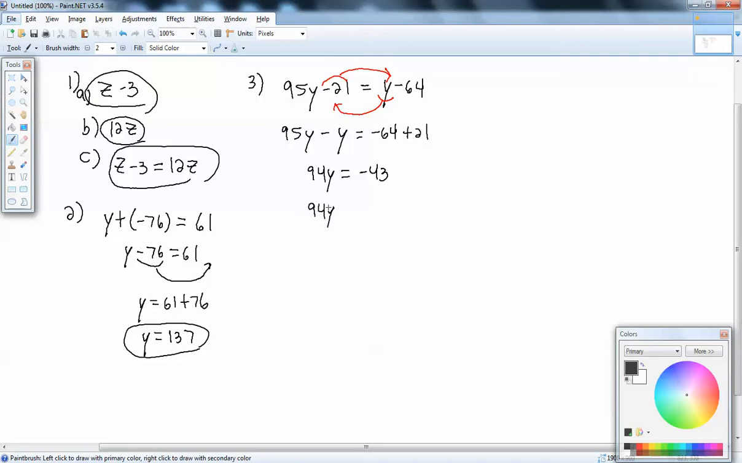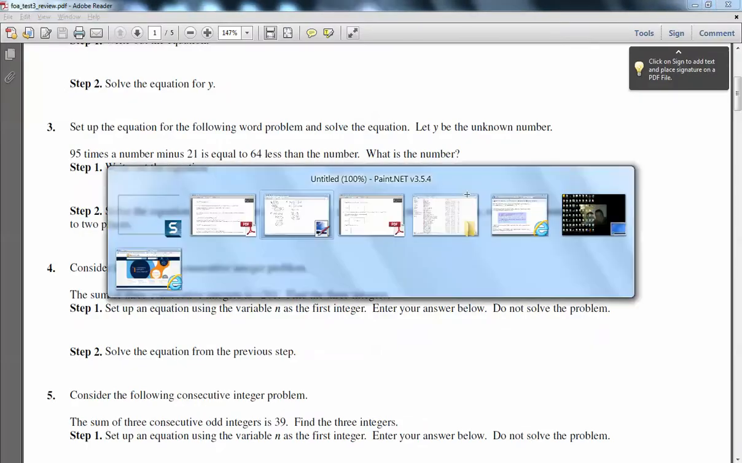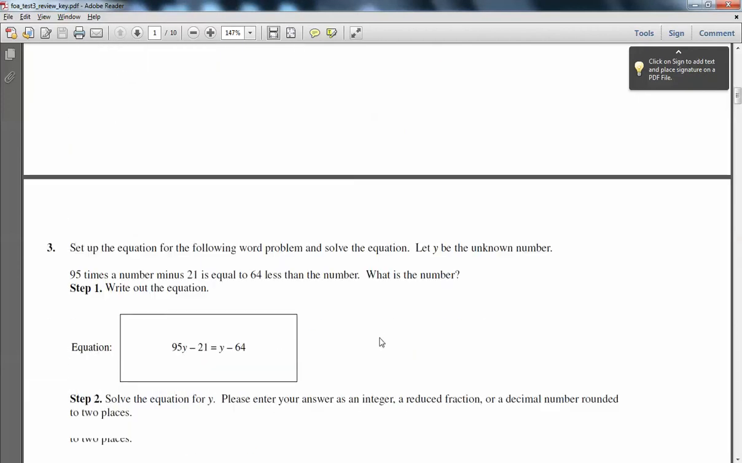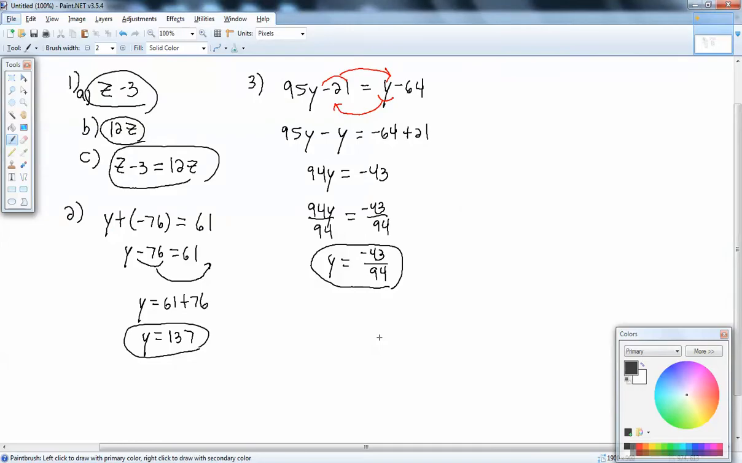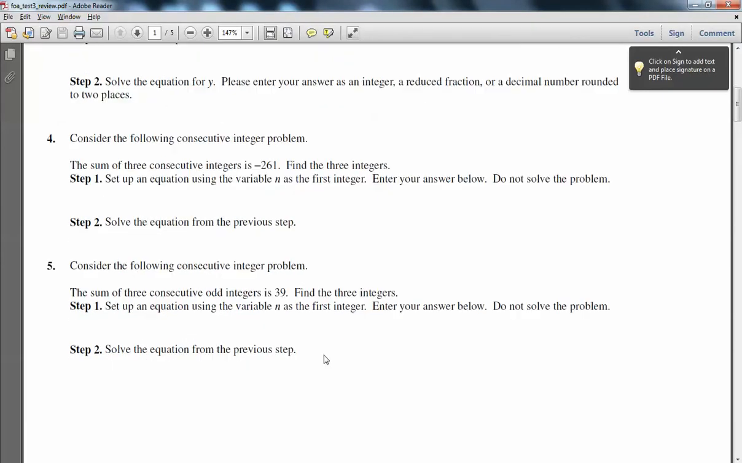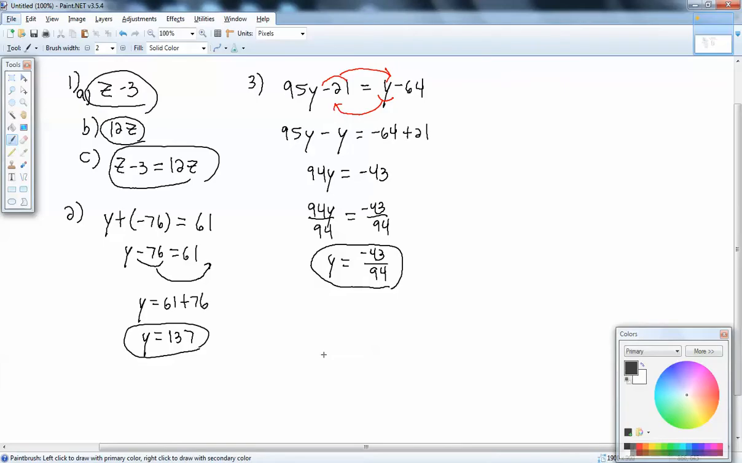Divide both sides by the number in front of your y. So we're going to divide both sides by 94. And we get y is equal to negative 43 over 94. I don't think that simplifies. Negative 43, I can't see what would go into it. So let me check my answer. Okay, negative 43 over 94. Good so far. I don't guarantee I'll be that way on all these word problems, but we'll see. Okay, problem number 4.